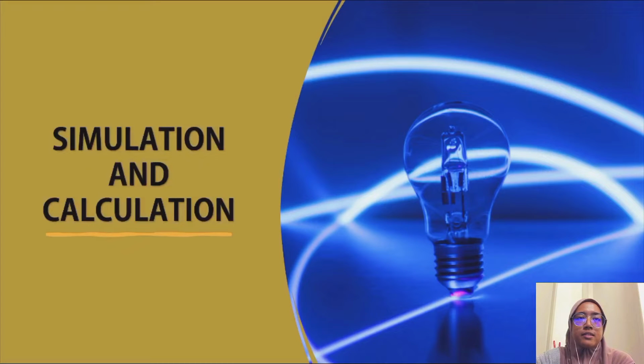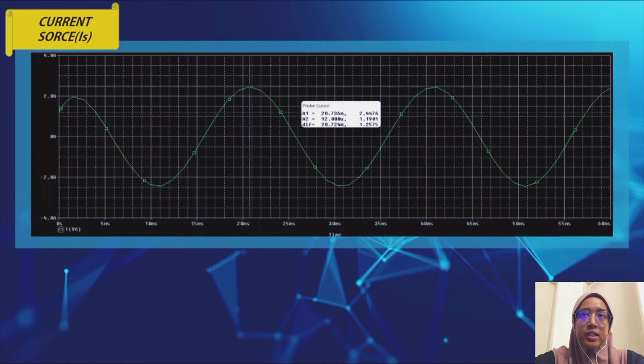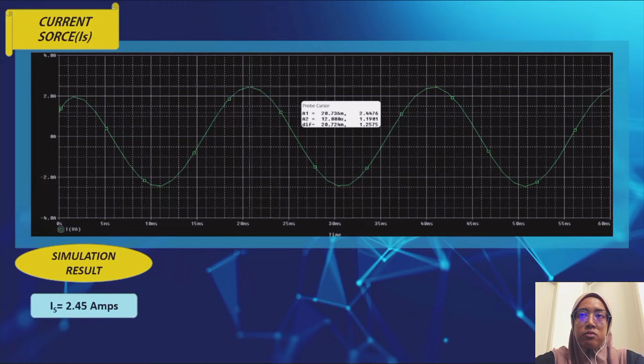And the second part, we show you the simulation and calculation for my assignment. First, we need to find the current source value. Then we can find the next currents, which are the current of the RL load and also the current for the RC load. In the simulation, we plotted the highest peak, and we found that IS is equal to 2.45 amperes.